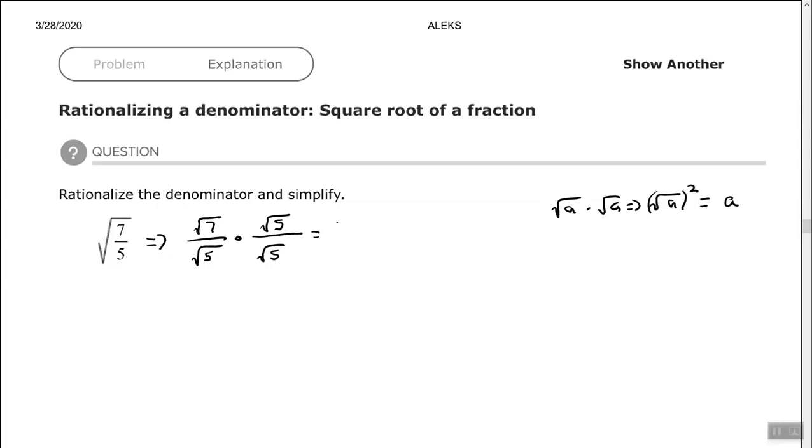Okay, so now I have the square root of 7 times 5 in my numerator, over the square root of 5 squared, which simply is 5. So we get the square root of 35 all over 5. And remember, we cannot simplify that because the 35 is under the radical and the 5 is not. So it'll have to stay just like that.